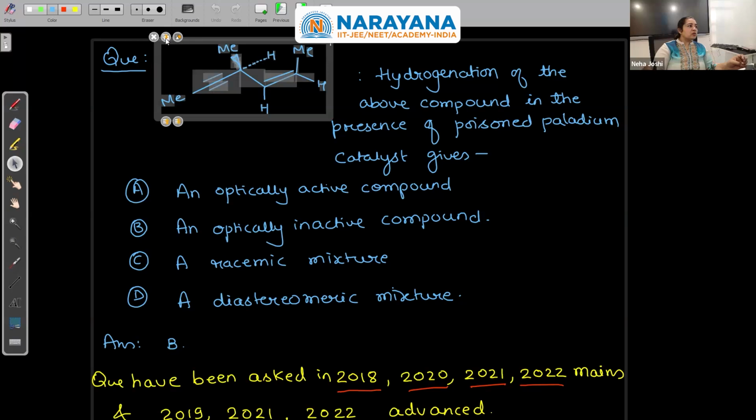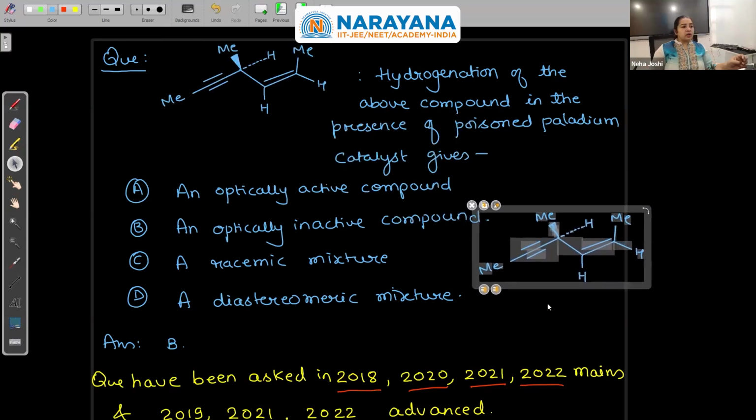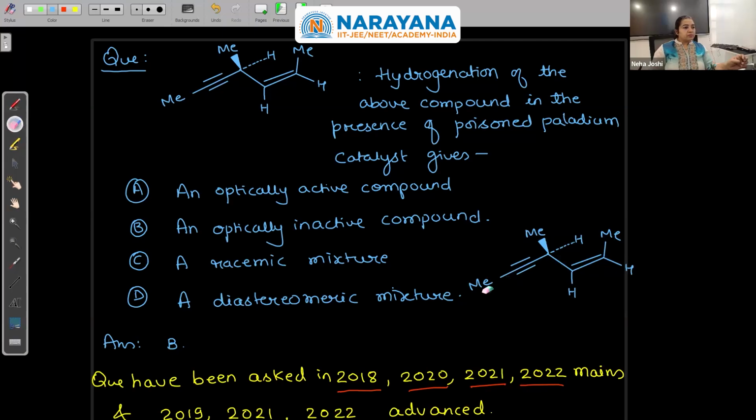Let us draw. I think the product will be: one double bond will be left and the triple bond is gone. So we expect that we will get this. And now you see this center is chiral, because both the sides will have cis bonds. I could have drawn it a little better, like identical.